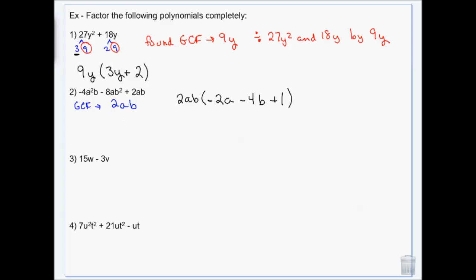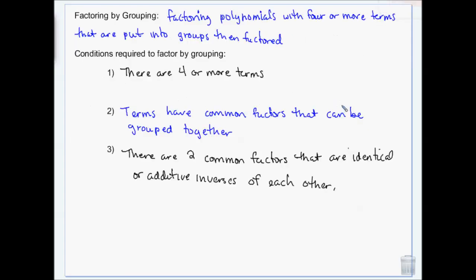And the GCF was 2AB. All right, factoring by grouping happens when you factor polynomials that have 4 or more terms and you put them into groups and then factor it. That's why it's called factoring by grouping, because you put things into groups and then you factor them.